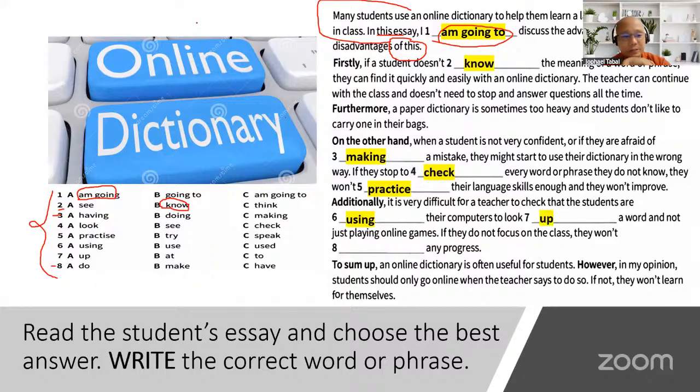Very good. Look up. Okay, look up means find or search. Very good. To look up a word and not just playing online games. How about number 8, last one, Trantien? Number 8 is B. So if they do not focus on the class, they won't make any progress. Very good. That's great. Okay, so make progress, look up means search or find.